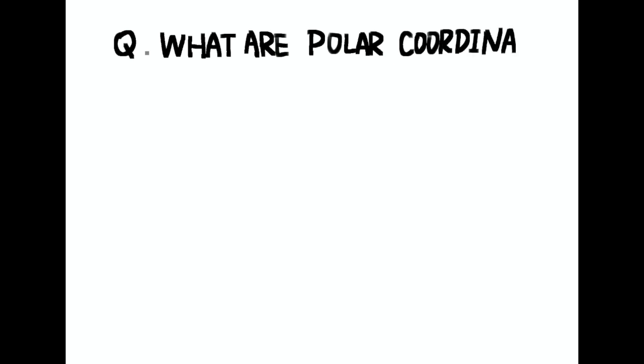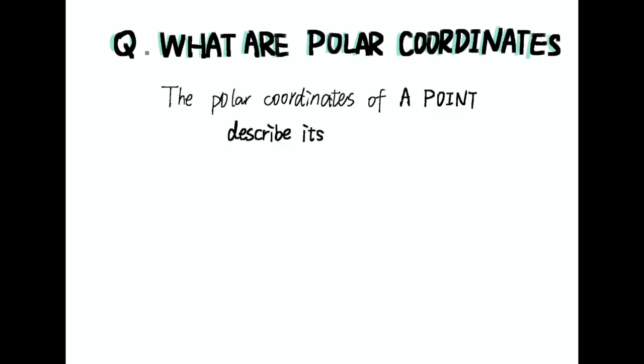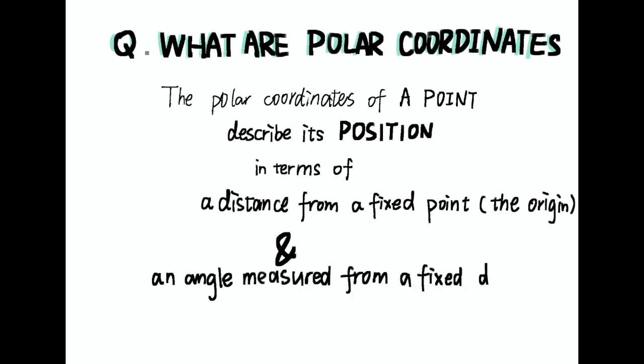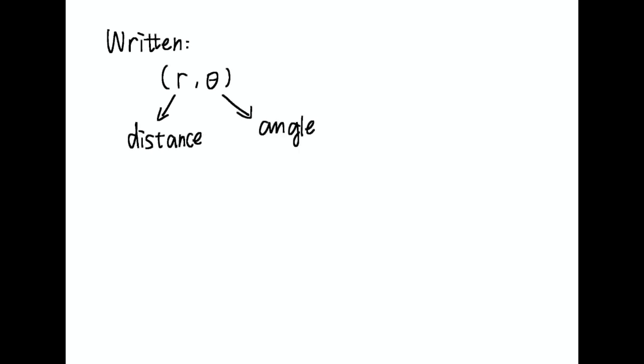Then let's begin. First of all, we should get to know what the polar coordinates are. So let's look at the definition of it. The polar coordinates of a point describe its position in terms of a distance from a fixed point, which is the origin, and an angle measured from a fixed direction, which is usually the east. So how can we express the polar coordinates mathematically? They're just quite similar to Cartesian coordinates, but the x becomes r, which is the distance, and the y becomes the theta, which is an angle.